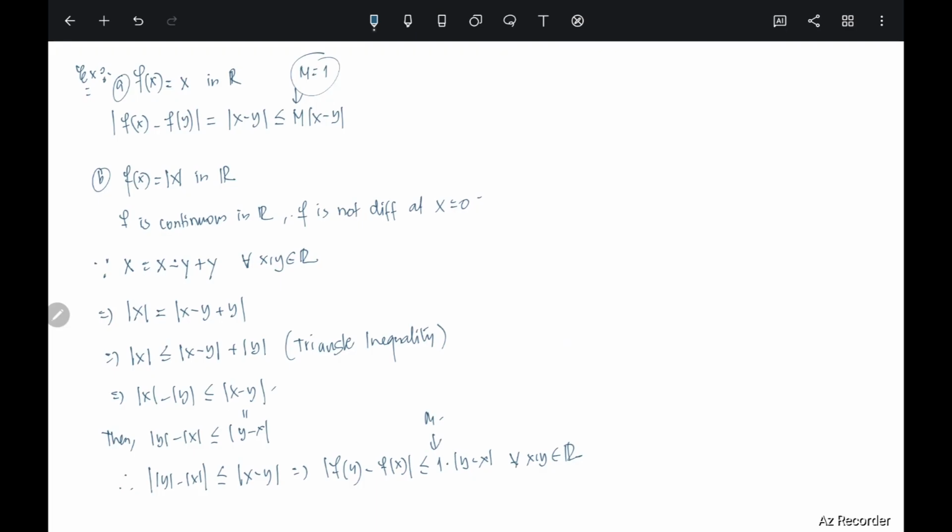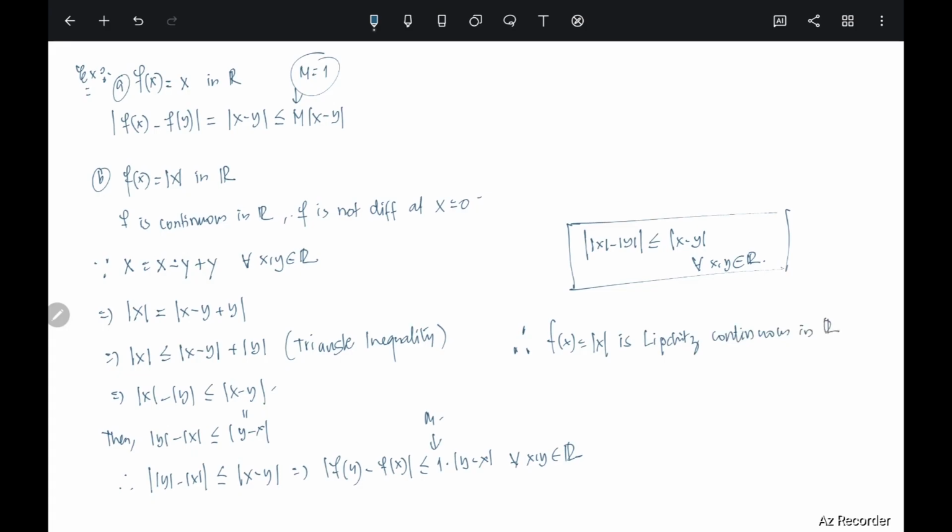Okay, and by the way, please remember this inequality, it is very, very important. So basically it says that ||x| - |y|| is less than or equal to |x - y|. Okay, this holds for all x, y in R. This inequality we are going to use in many other places, but you do realize that you can use this inequality to show that f(x) = |x| is Lipschitz continuous in R. Okay, now you have to understand why I am saying in R.